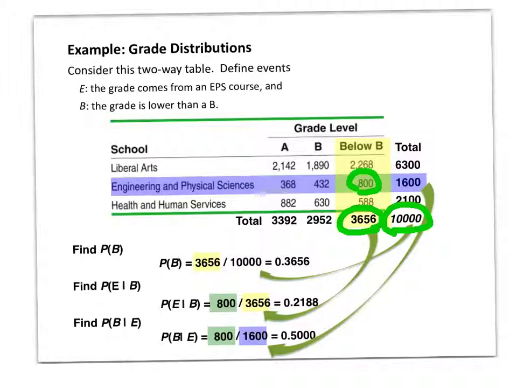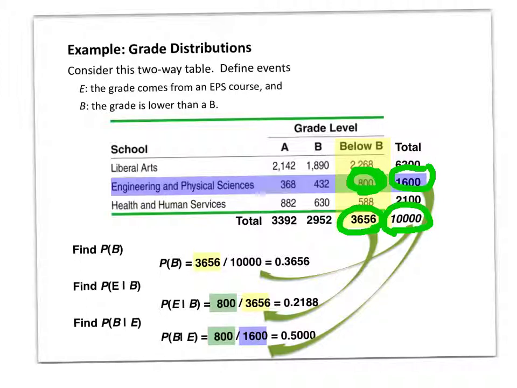For the other one, it's the probability of B given that E happens. What's the probability of a student having lower than a B given that they attended the engineering and physical science college? Well, that would be looking at, okay, given that they had a grade lower than a B, which would be 800, out of a total of, we now know that they were in the engineering and physical science college. So it's 800 out of 1,600, which comes out to 50%.